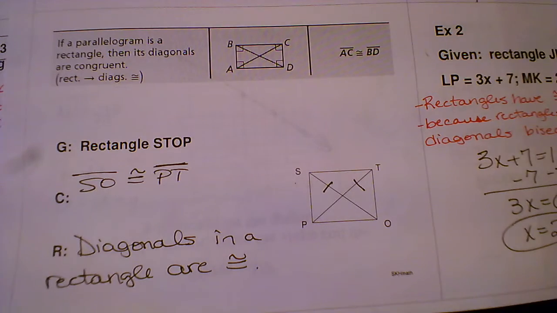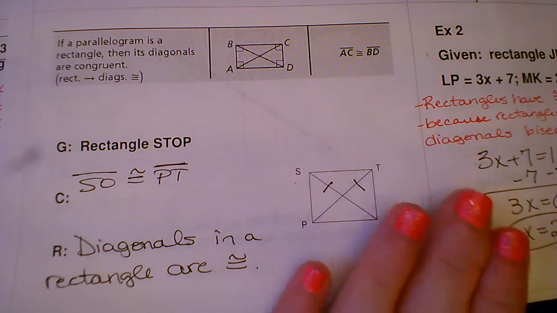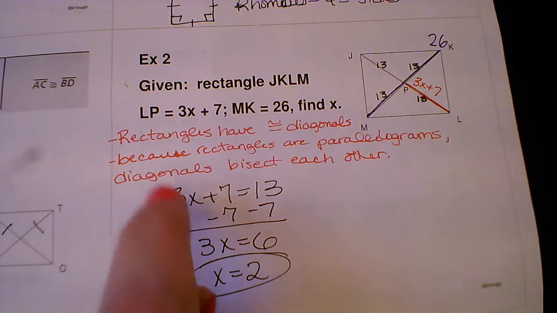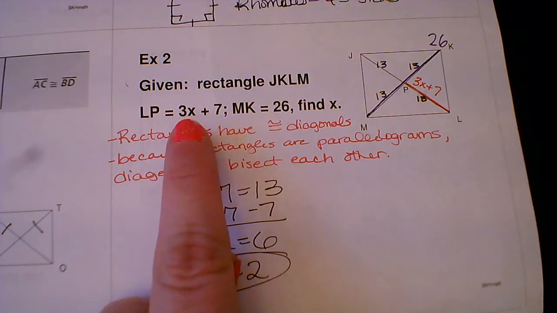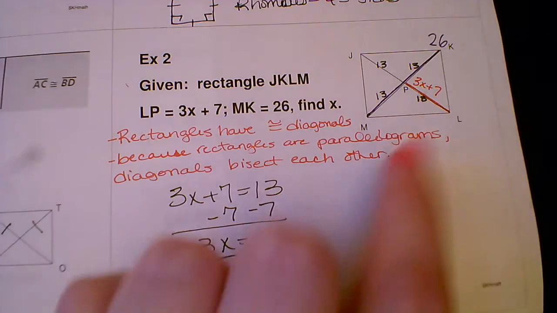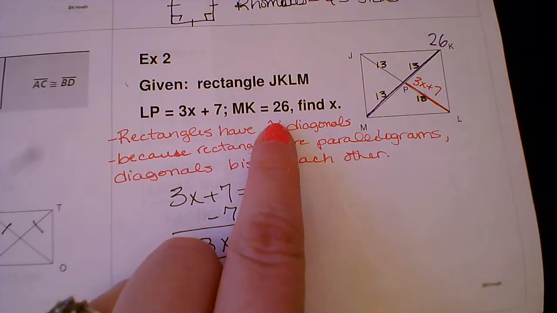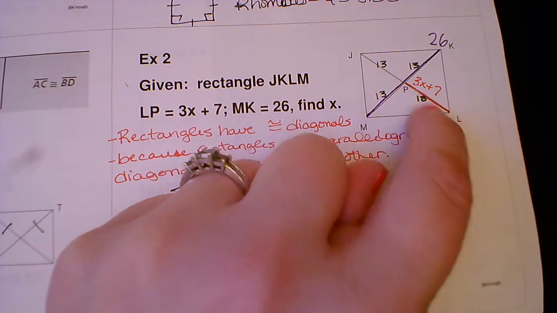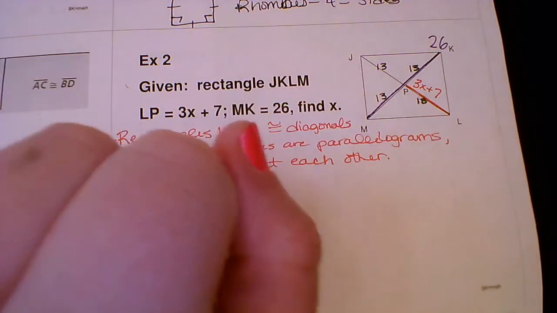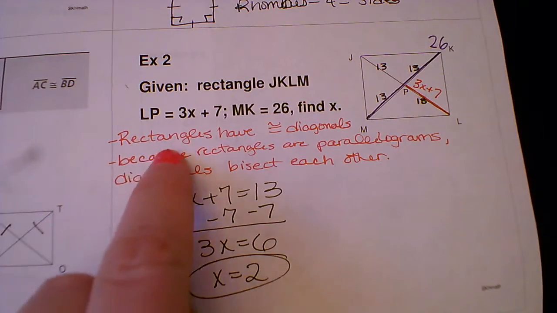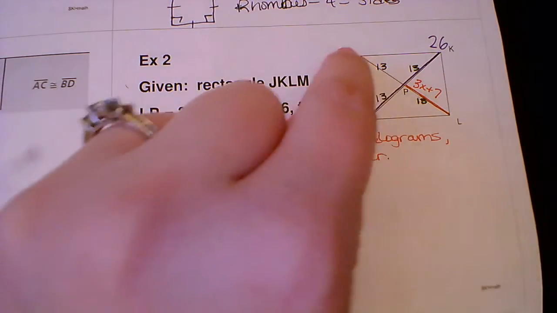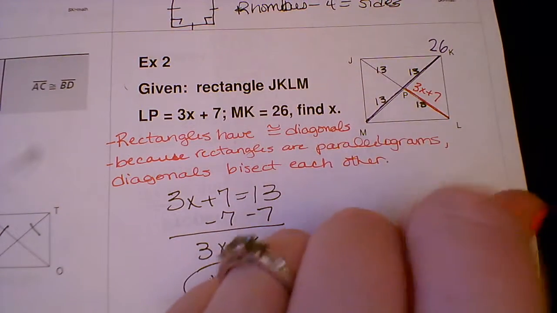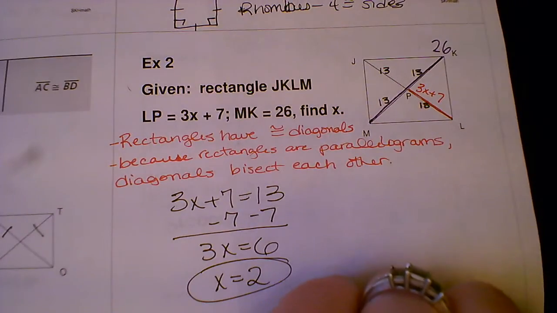So that's going to help us solve some problems like example 2, where if we're given that it's a rectangle and we have a measure of a side or of a length in the rectangle and the measure of one of the diagonals, we can find x. So it gave me LP is 3x plus 7 and one of the diagonals is 26. Well, because rectangles have congruent diagonals, we know that both diagonals have to be the same measure. So if MK is 26, JL has to be 26.